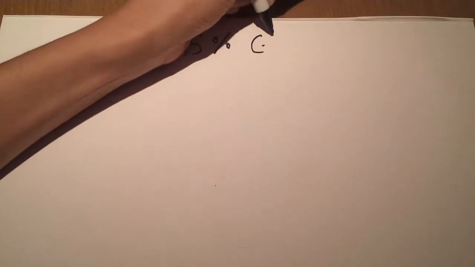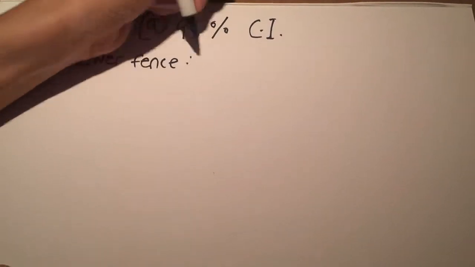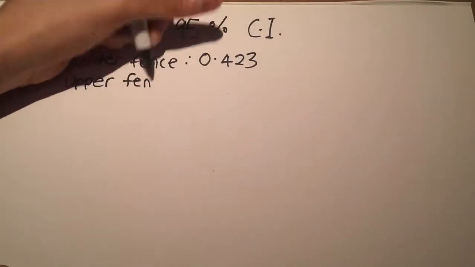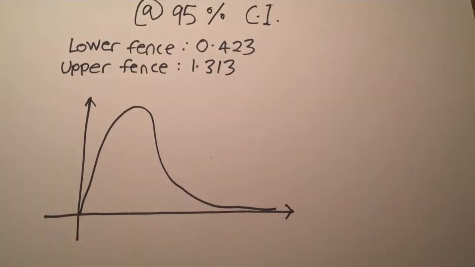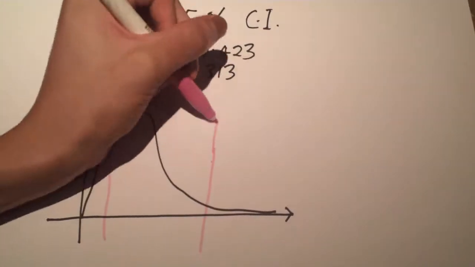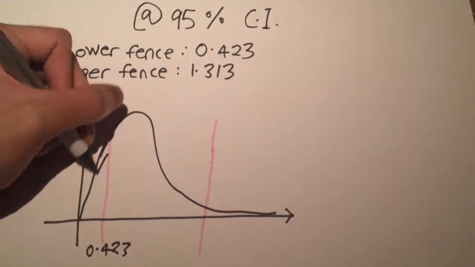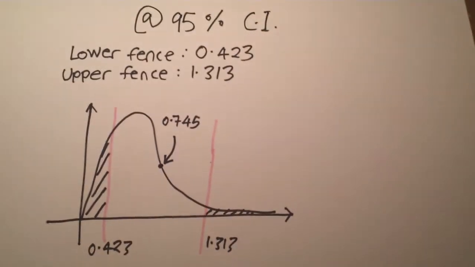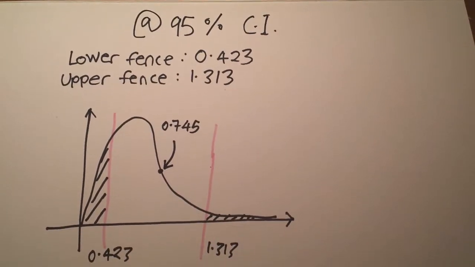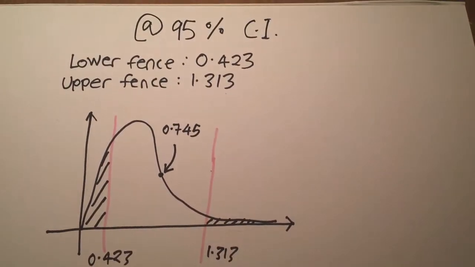There are 2 ways for us to know if we should reject our null hypothesis. The first way is by using the upper and lower fence. The lower fence is 0.423 and the upper fence is 1.313. All these numbers are obtained from MinuteStats. As our F statistic is in between the 2 fences, our null hypothesis is not rejected.